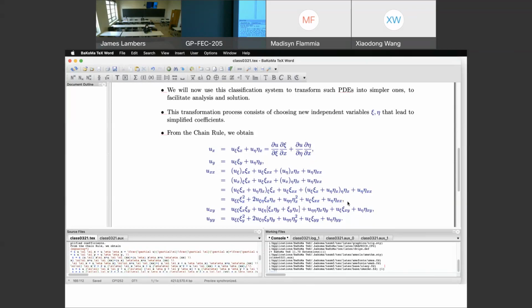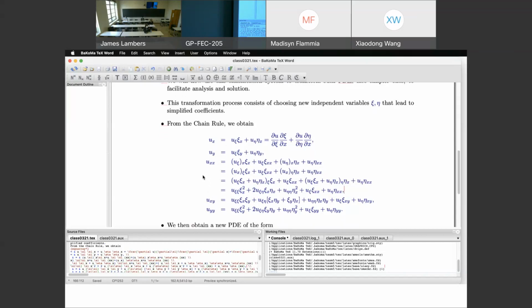Now I have the second derivative with respect to x. Any questions about how we get from here to here, or any other part of this process for that matter?